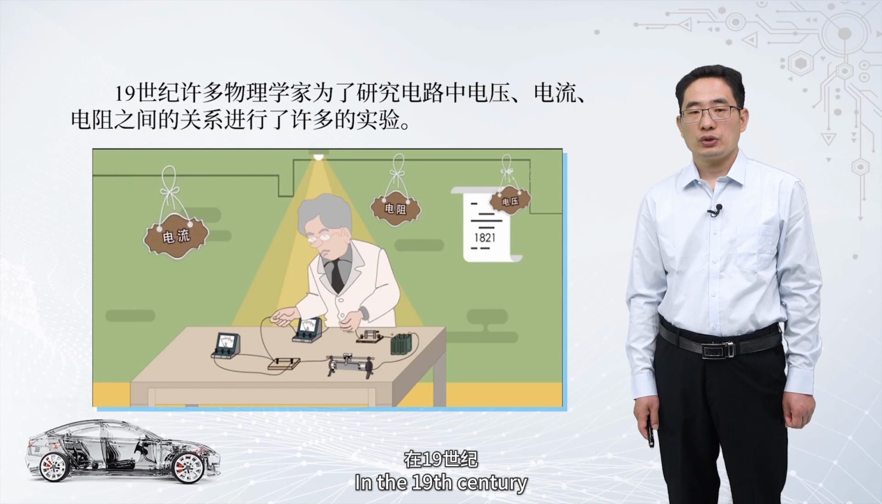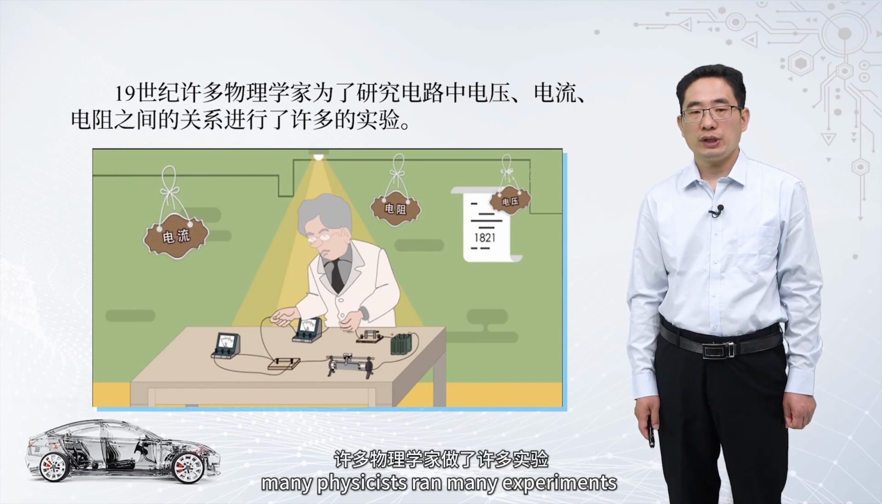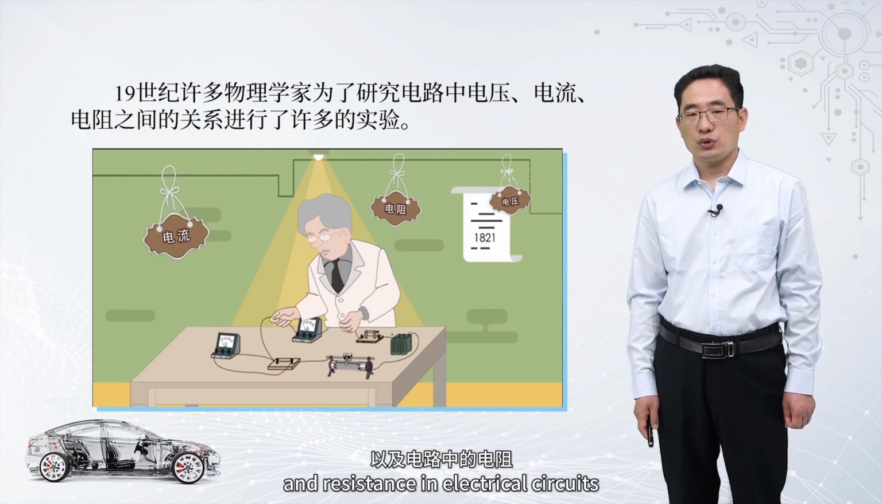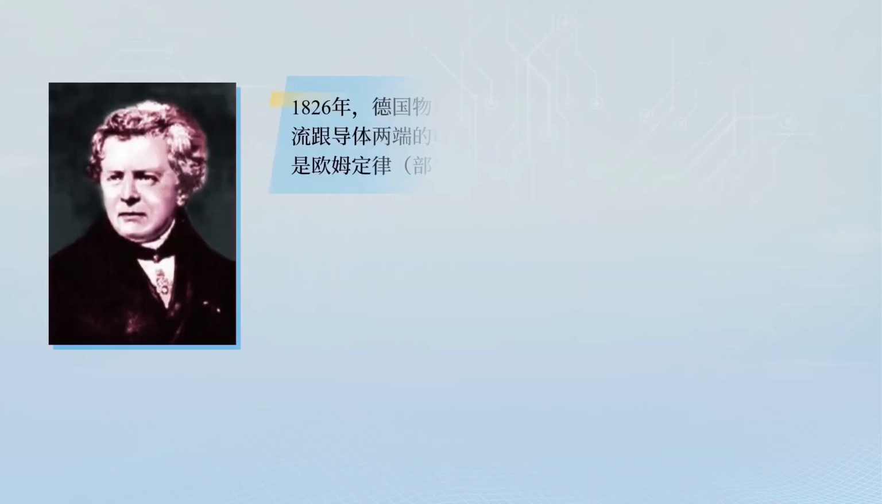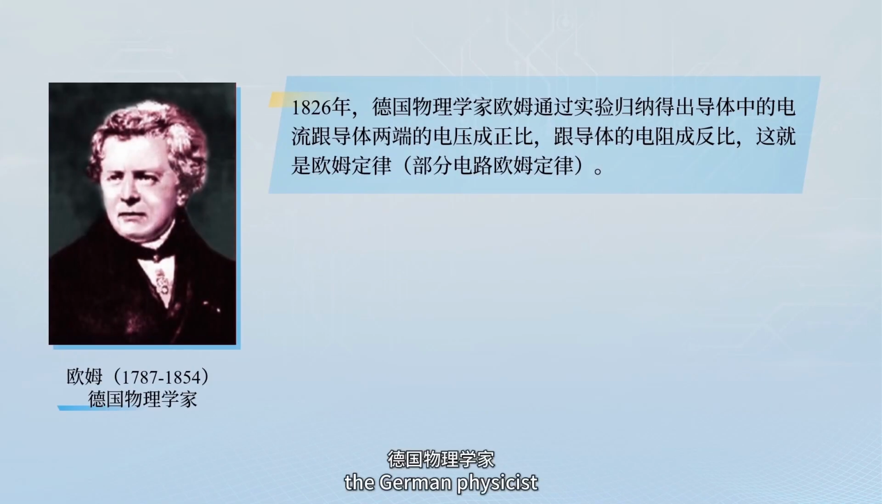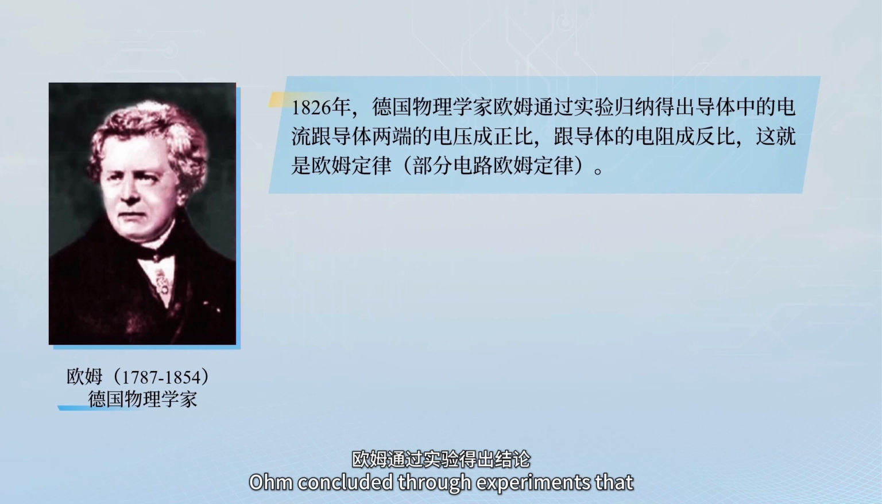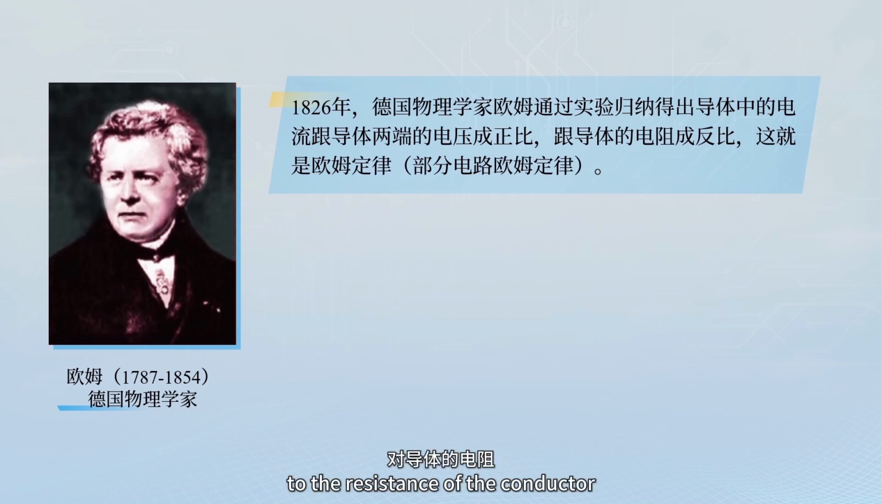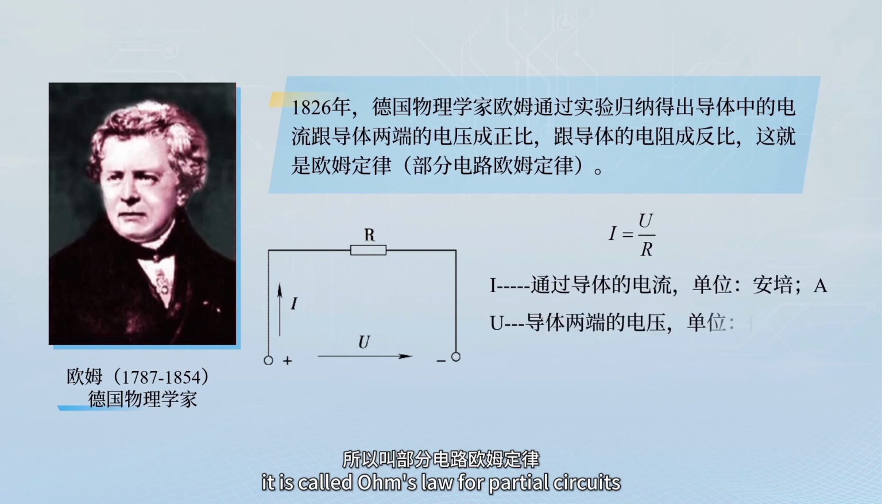In the 19th century, many physicists ran many experiments to investigate the relationship between voltage, current, and resistance in electrical circuits. In 1826, the German physicist Ohm concluded through experiments that the current in a conductor is proportional to the voltage at the ends of the conductor, and inversely proportional to the resistance of the conductor. This is Ohm's law. Since it does not contain a power supply, it is called Ohm's law for partial circuits.